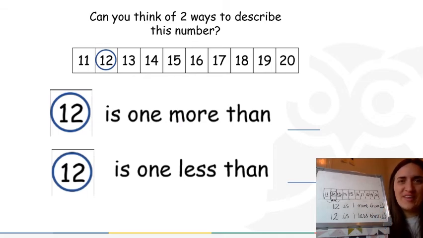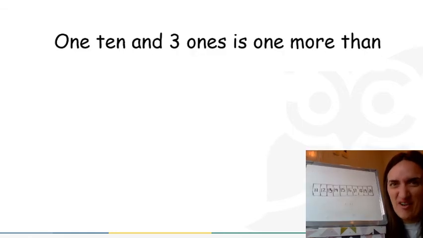Absolutely brilliant work. Well done. Now it's time for a bit of a challenge. So we've got numbers again, but they're just written in a different way, like the way that we learned to look at them last week. So let's see if you can first of all make sure you know what the number is. So the question says 1 10 and 3 1s is 1 more than.